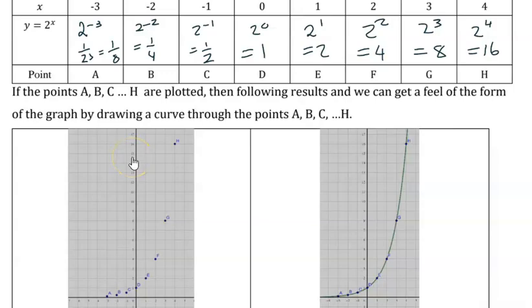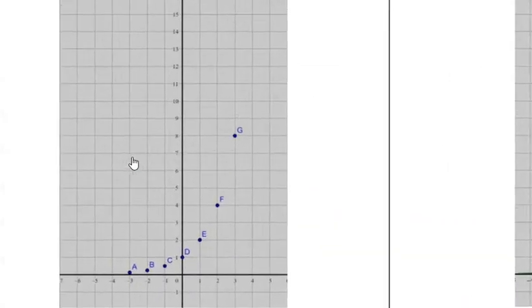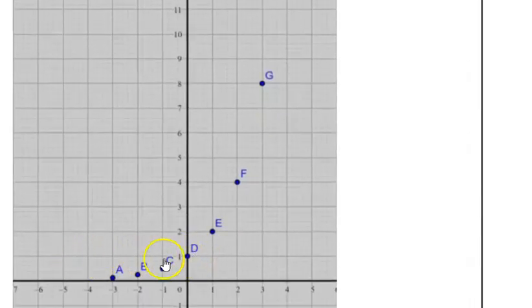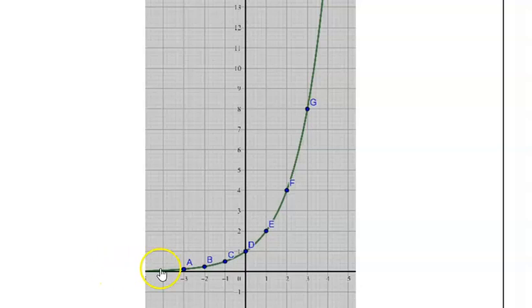If I zoom into this graph a little bit, you can see the values there. And you will see everything where x is negative will be below this line y equal to 1, because the y-intercept is y equal to 1, and that's a very important point on the exponential function. If I now draw a graph through these points, then this is how my graph will look.